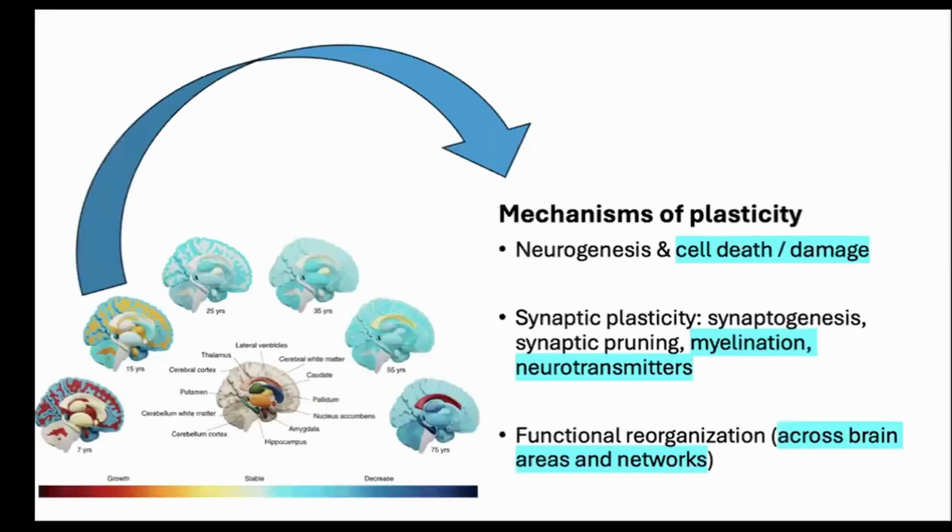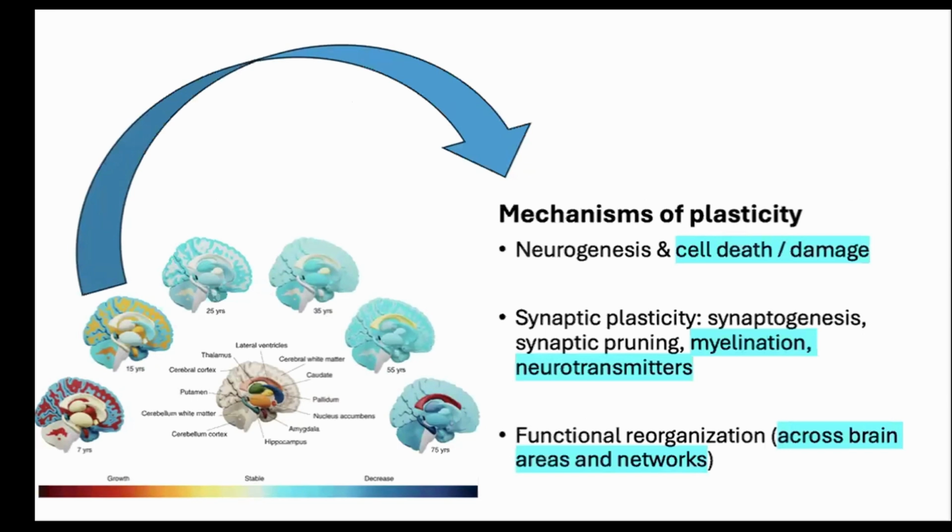Now, we cannot easily detect all of these in MRI imaging. Neurogenesis we can quantify to a degree, but of course, most of the neurogenesis in the human brain occurs very early on during fetal development, so it's very challenging to quantify that. And of course, we can see cell death and damage.